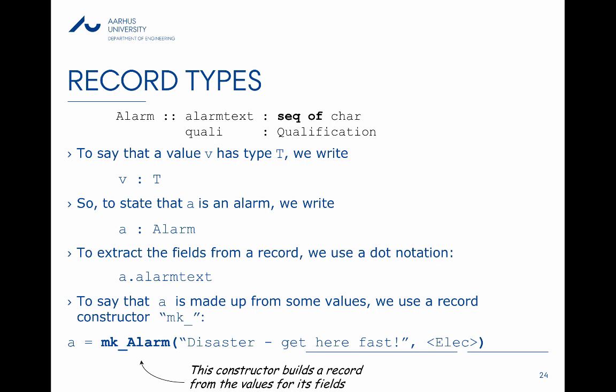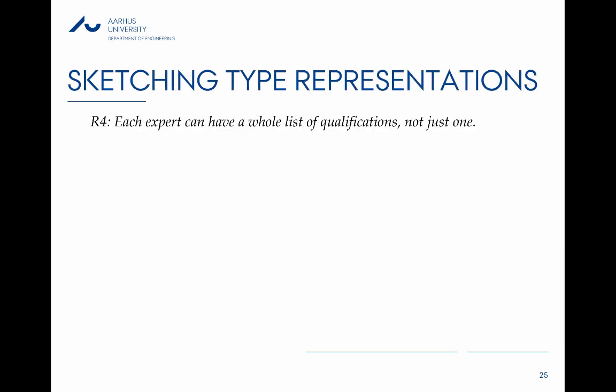This kind of make_alarm is like a constructor. It's building a record from the values of its fields. If we continue, then alarm requirement R4 said that each expert can have a whole list of qualifications, not just one.